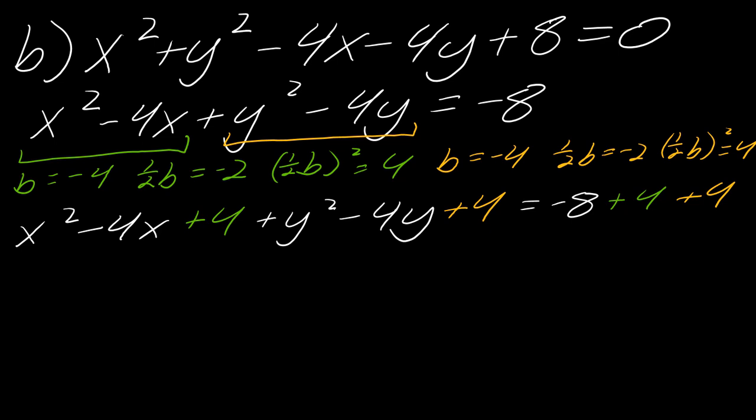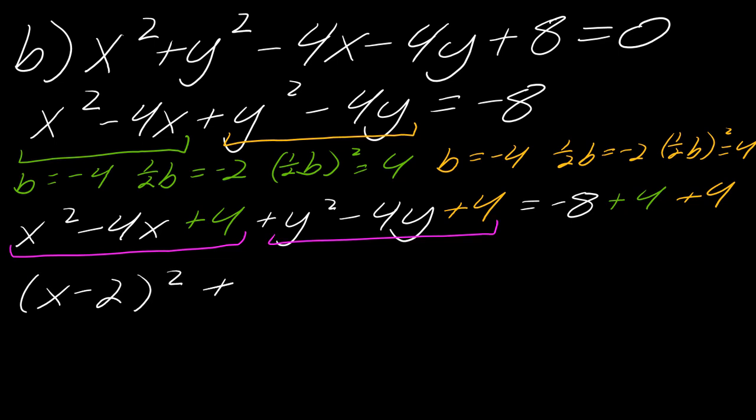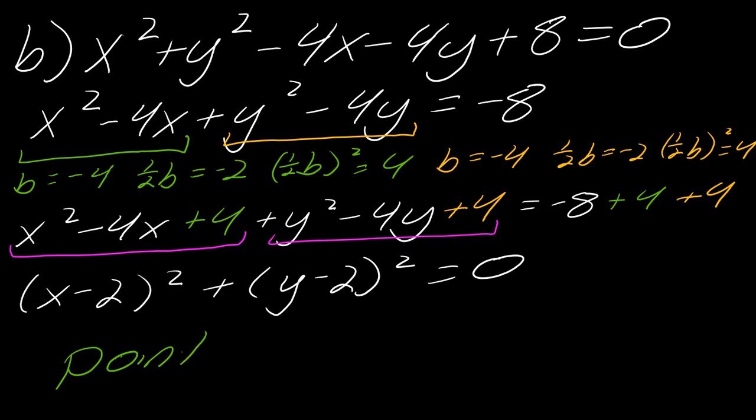Okay, so now each one of these I can go ahead and factor. So this will be x minus 2 squared and y minus 2 squared, and this equals 0. Now when you get a 0, that means that you no longer have a circle to graph, you just have a single point. In this case, you just read off what the center would be. The point here is (2, 2), so that would be it.